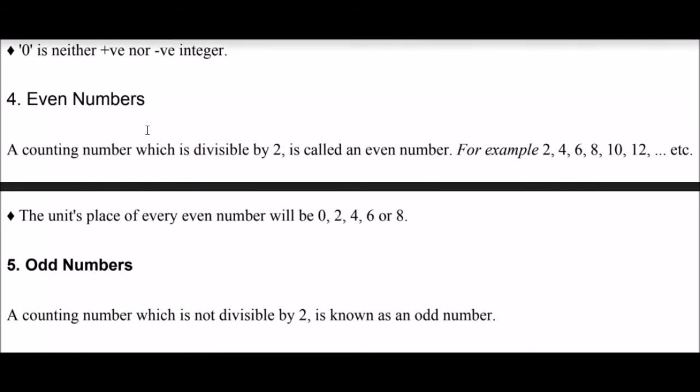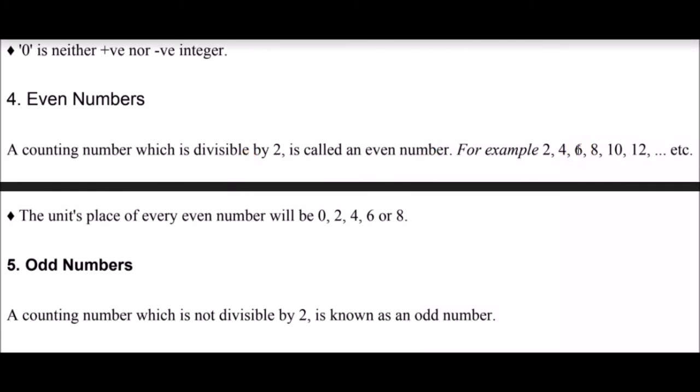The next one, the fourth one, is even numbers. What is meant by an even number and what is meant by an odd number? An even number means a counting number which is divisible by 2. For example, 2 by 2 is 1, 4 by 2 is 2, 6 by 2 is 3, 8 by 2 is 4, 10 by 2 is 5, 12 by 2 is 6. So a number which is divisible by 2 is called an even number.